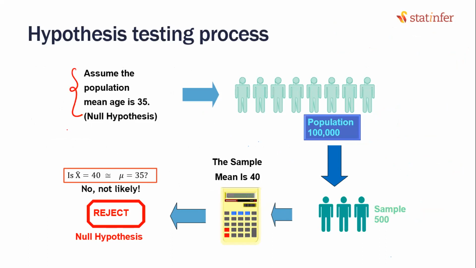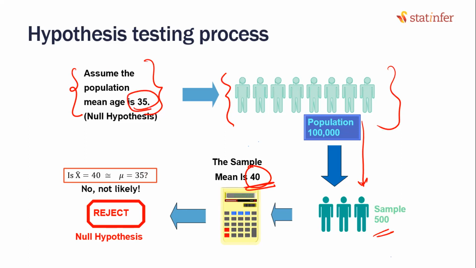So here is the testing of hypothesis process. Assume that the population mean age is 35. Population average age is 35. This is the population, around 3 lakh employees. Take a sample, 500 customers. Find the sample mean. Let's say sample mean is 40. Is it likely that the population average is 35, but your sample will have an average age of 40? If this is really coming from this population whose average age is 35, is it possible to get a sample mean of 40?